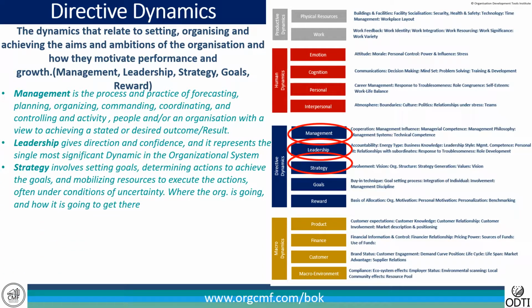The strategy dynamic is about how well the vision and aims of the organization meet the needs of the various stakeholders in the organization. It's concerned with how well it goes about using the resources available to it and how well it develops its capabilities to achieve its vision and aim.